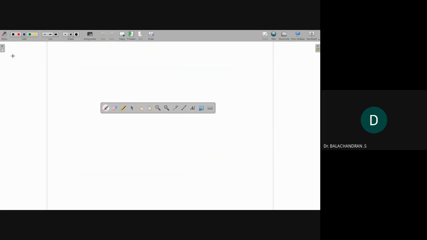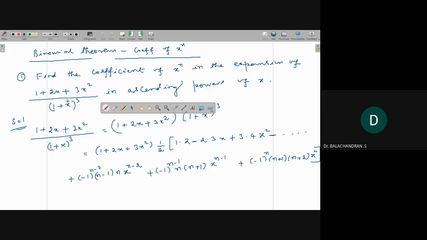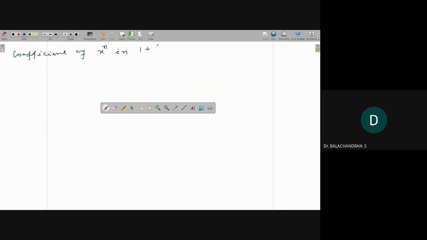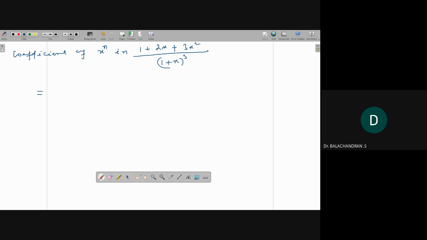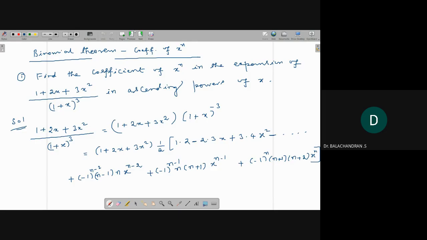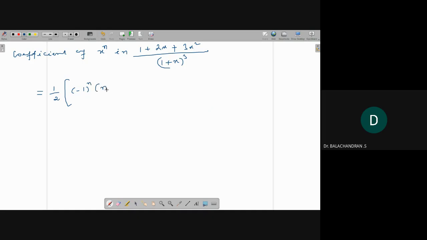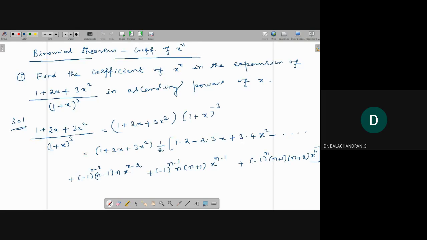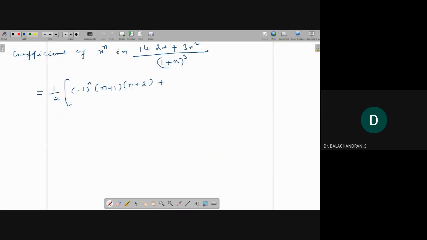Okay, I'll write the coefficient of x power n in (1 plus 2x plus 3x square) divided by (1 plus x) whole cube is equal to half into minus 1 whole power n into n plus 1 into n plus 2, and then plus 2 into minus 1 whole power n minus 1 into n plus 1.